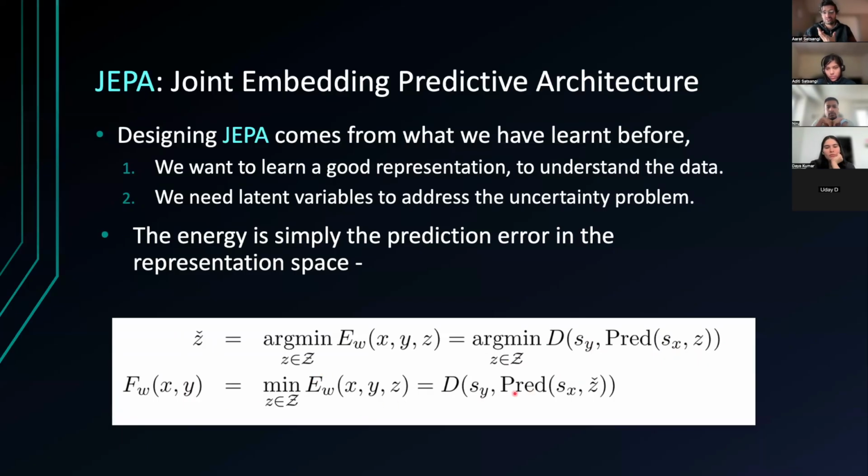That would be just the distance D between sy, the representation of y, and the output of the predictor network with sx and z bar. Okay, so let's look at the architecture of it so that it becomes much clearer, because equations are heavy.